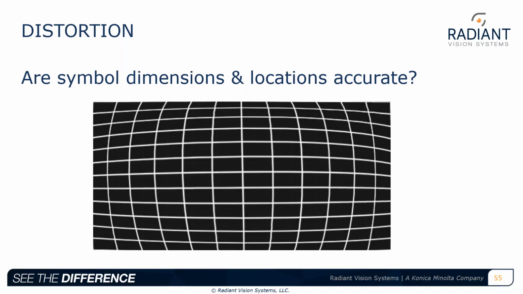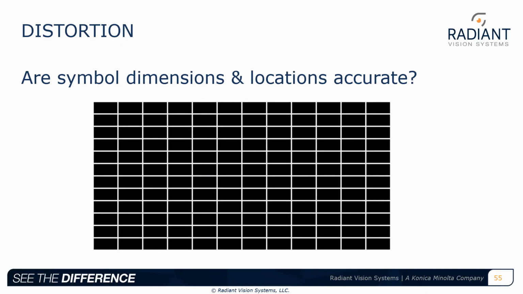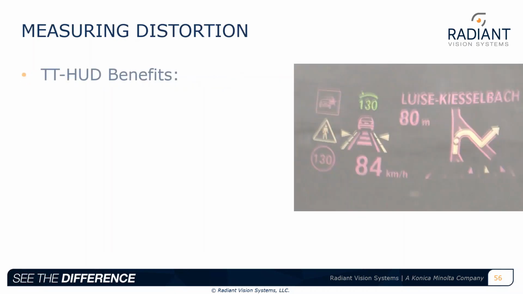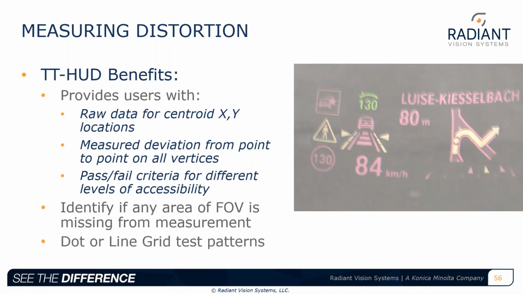When we look at distortion, which is another test that exists within the TrueTest platform, we're looking to evaluate whether an image's dimensions or locations are accurate, whether there's any abnormality or missing information, let's say, in the eye box or the field of view from the driver's perspective. So TrueTest's benefit from a measurement platform perspective is that we basically will characterize the information.